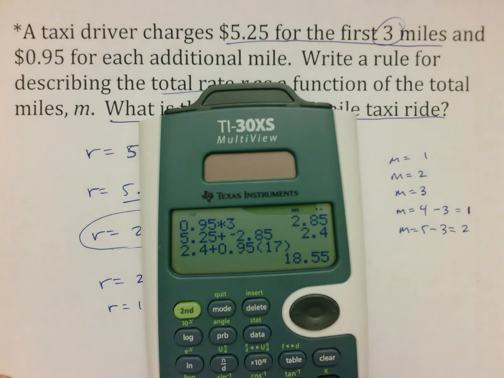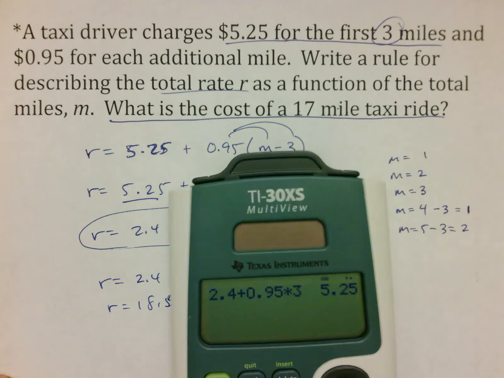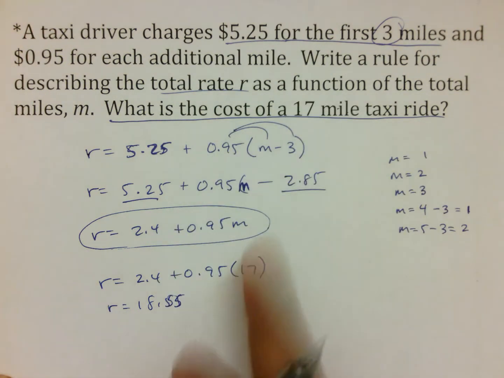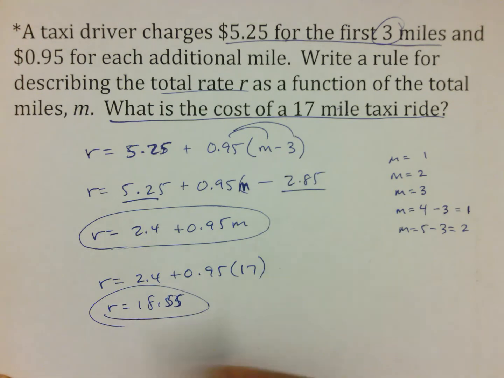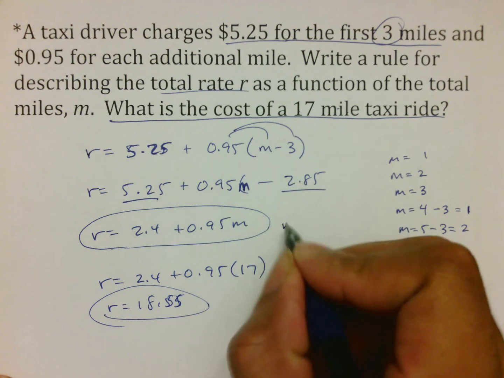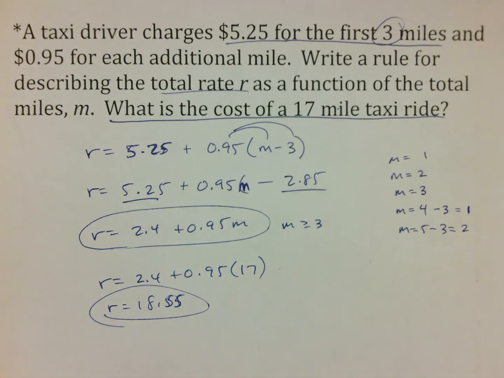Just to make sure this works, I want to go ahead and try this with the number 3 to make sure we get the answer of 5.25. 2.4 plus 0.95 times 3, and you notice that you do get your original 5.25 for a 3-mile drive, so that means that was a proper transition. So again, your 17-mile taxi ride is this much. That is your general rule for anything with M greater than or equal to 3, because again, 2 or 1 mile is going to be just 5.25. It wouldn't be less.